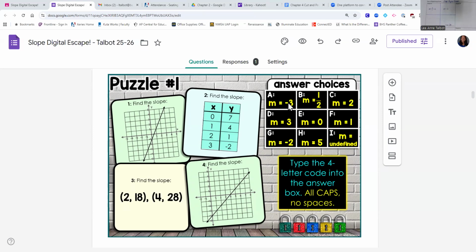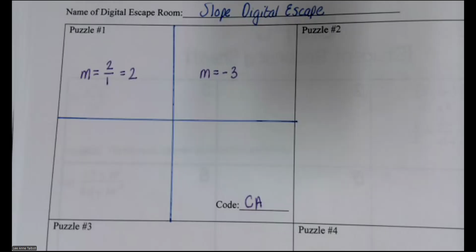Okay, so the puzzle is the classwork. The digital escape is the homework. As soon as you finish the puzzle, let me come over and check it and stamp it, and then work on the digital escape in your groups. Everybody good? Okay.